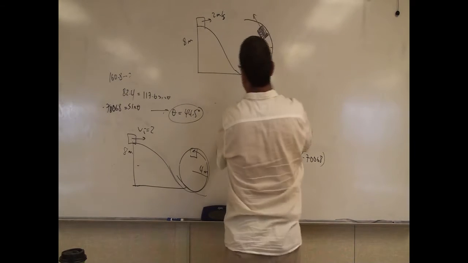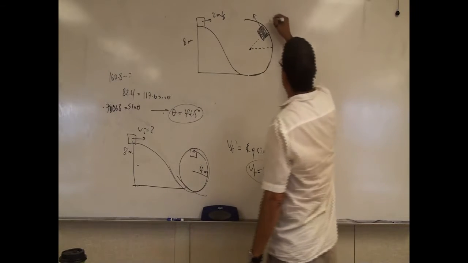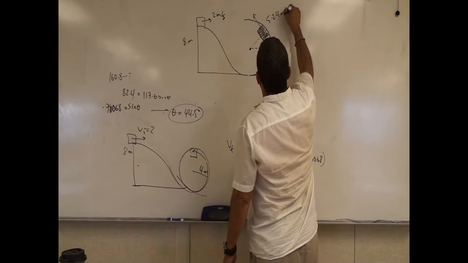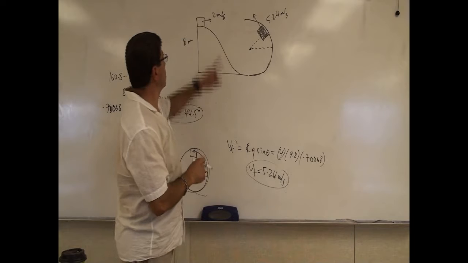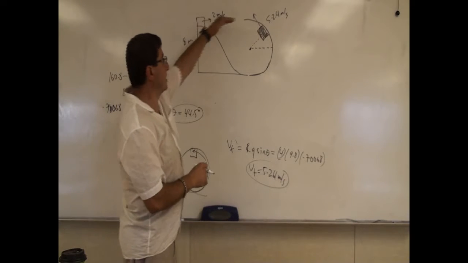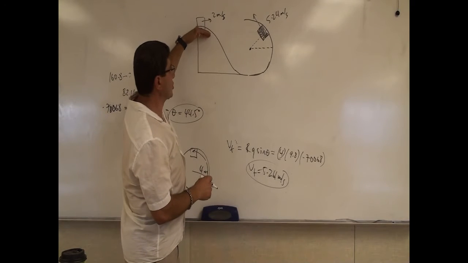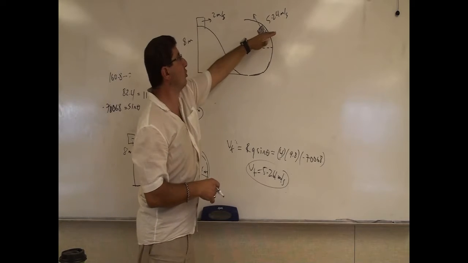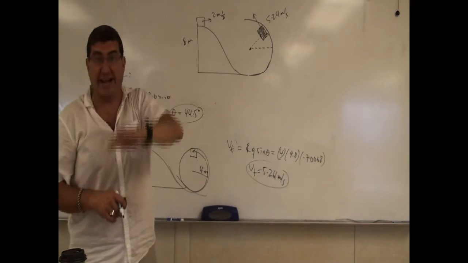How fast is it going? It's going 5.24 meters per second. Why is it going faster than what it started with? Well, because it's lower. It's lost potential energy, so it should be going faster, but it's not going fast enough.